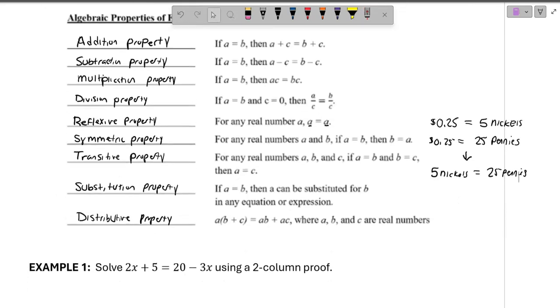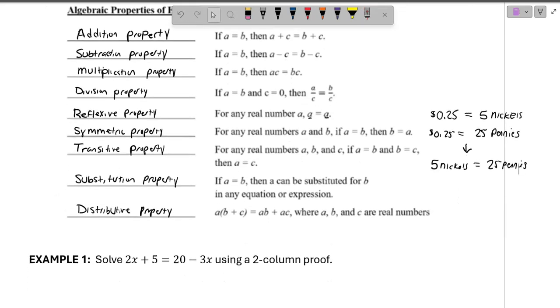The last two properties before we look at an example are the substitution property and the distributive property. The substitution property allows me to take, if I solve an equation for x equals 10, that 10 and plug it back into the original equation to check my solution. That's what we call substitution, taking two things that are equal and swapping one for the other. And last but not least, we have our good old distributive property, which you're probably familiar with. It's the idea that if you're multiplying over addition, you multiply each term.